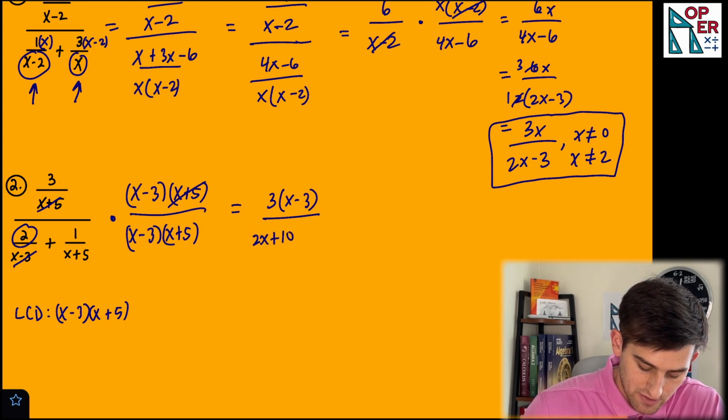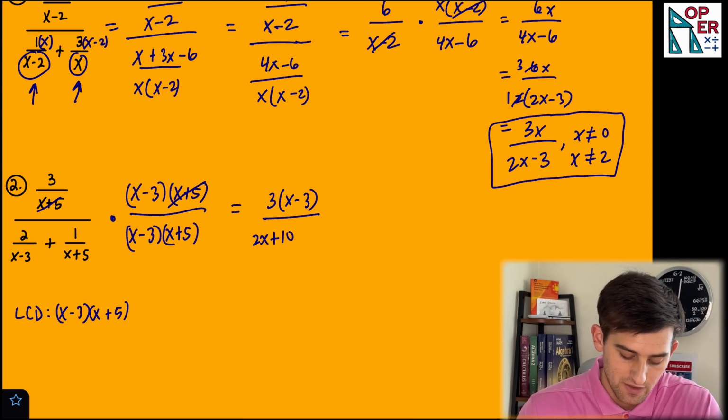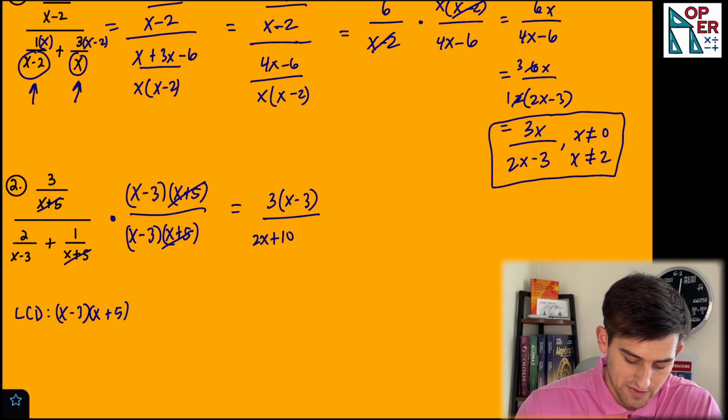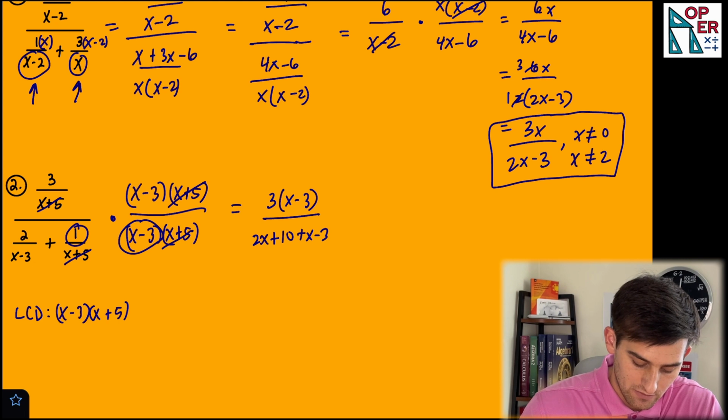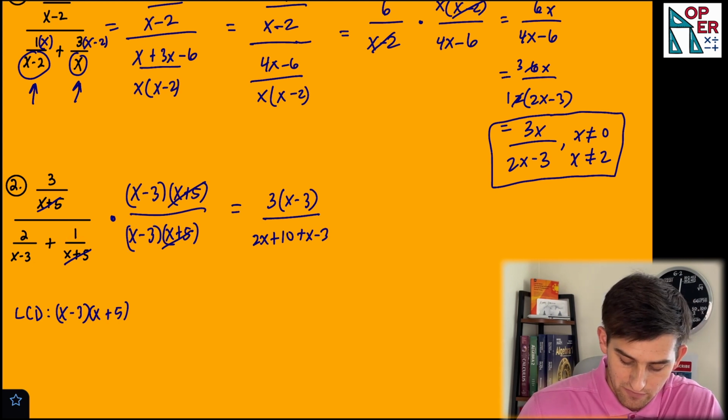Okay, so now let me take away some of these markings here. And now let's look at the next fraction. Now we have 1 over x plus 5 times x minus 3 times x plus 5. So our x plus 5 here would cancel with that x plus 5. So now we have 1 times x minus 3. So that's just going to be plus x minus 3. Okay, so now we just simplify. We're going to leave our numerator as 3 times x minus 3. In our denominator, we have a 2x plus x, so 3x, and 10 minus 3, which would be plus 7.